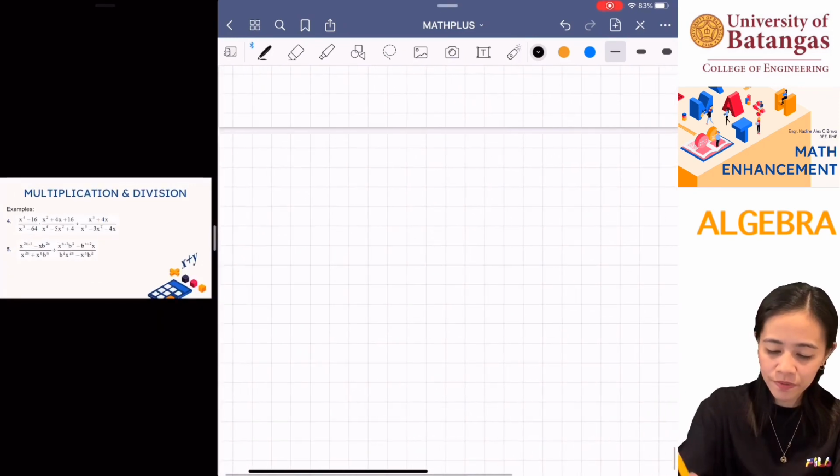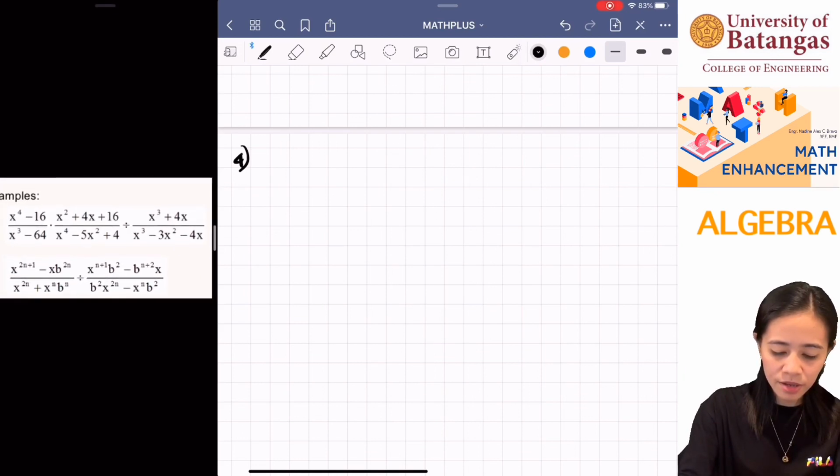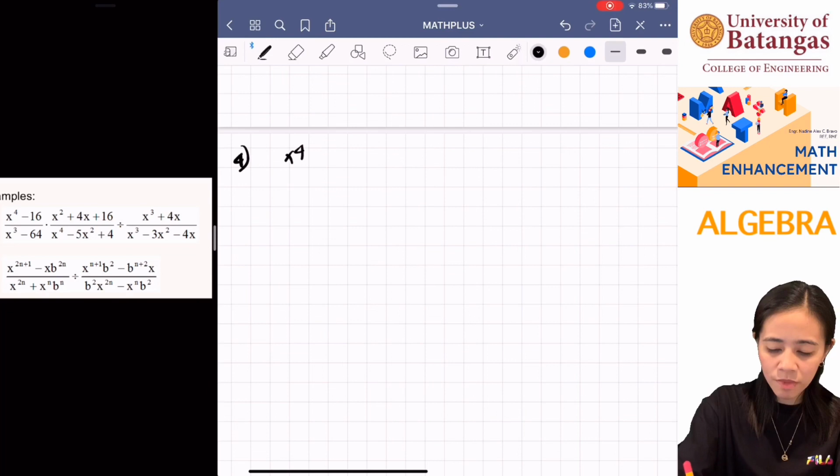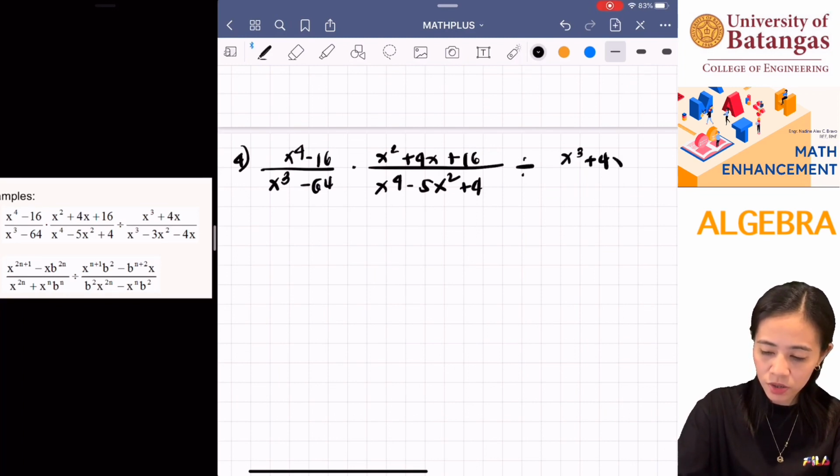Let's proceed to number 4. We magnify that. Okay, so I have x to the 4th minus 16 all over x cubed minus 64 times x squared plus 4x plus 16, divided by x to the 4th minus 5x squared plus 4 all over... x cubed plus 4x all over x cubed minus 3x squared minus 4x.